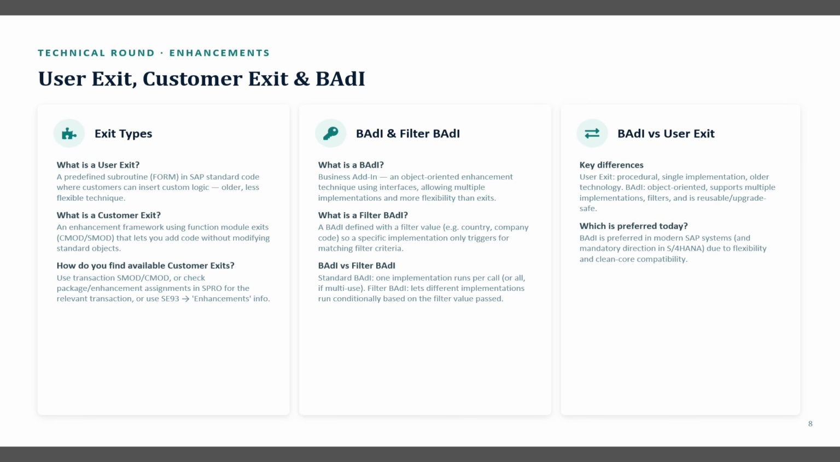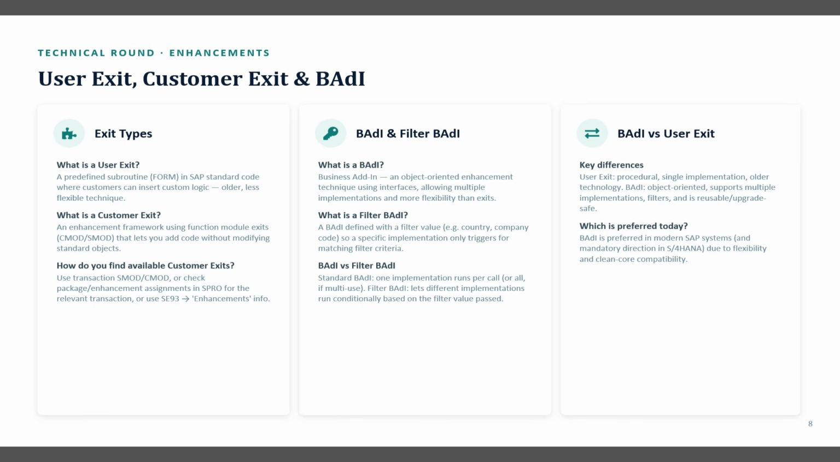Now here's a question that trips up a lot of freshers. What is a filter BADI? It's a BADI defined with a filter value, like country or company code, so that a specific implementation only triggers when that filter condition matches. The difference from a standard BADI is that filter BADIs let different implementations run conditionally based on what value is passed. And if they ask BADI versus user exit directly, say that user exits are procedural with only one implementation, while BADIs are object-oriented, support multiple implementations, and are the preferred upgrade-safe approach in modern and S/4HANA systems.